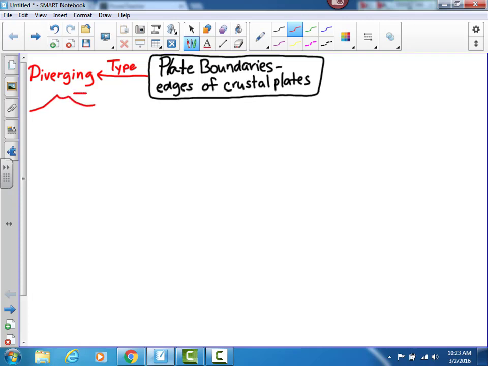And what comes up in the middle to fill the space? It's a ridge. We do make a mid-ocean ridge here usually. What substance comes up in the middle and makes new rocks? Magma. Diverging boundaries most often happen in the ocean. So most often this is going to be two ocean plates, one on either side, although there are a couple of places where this occurs on land.